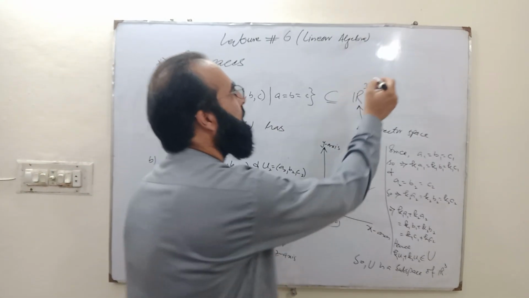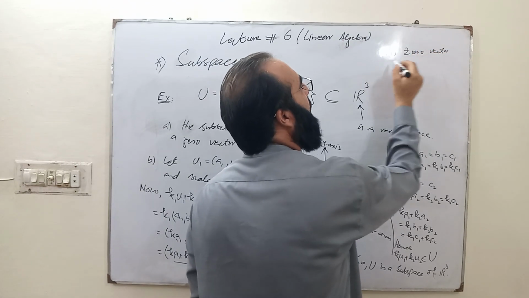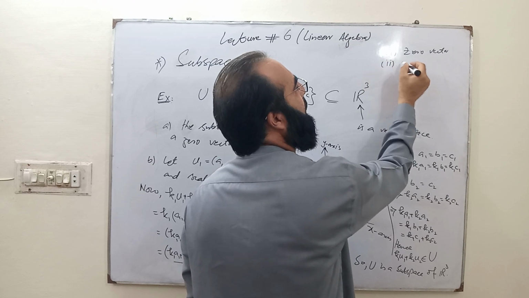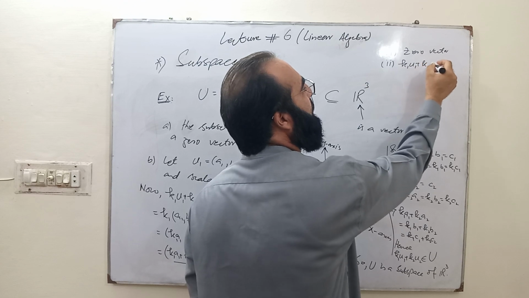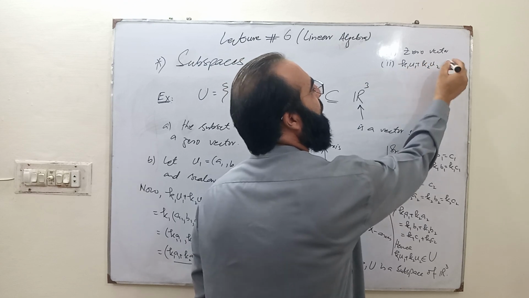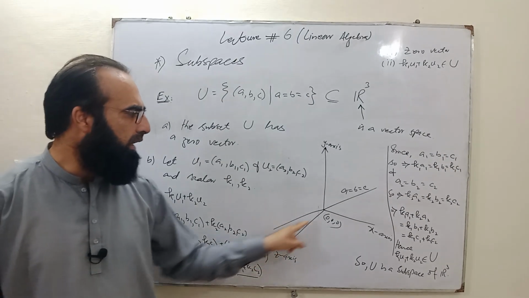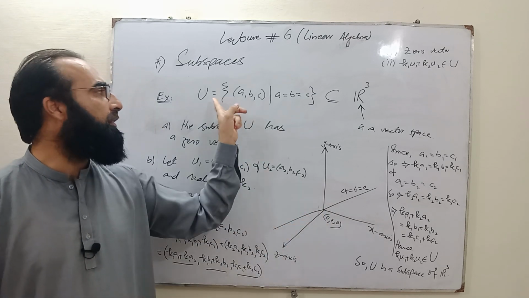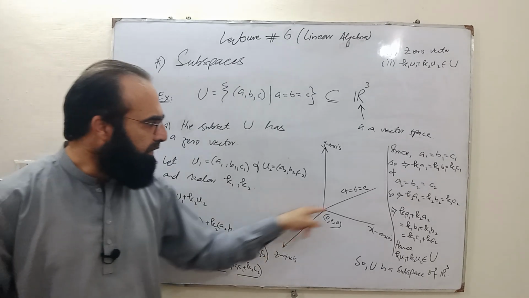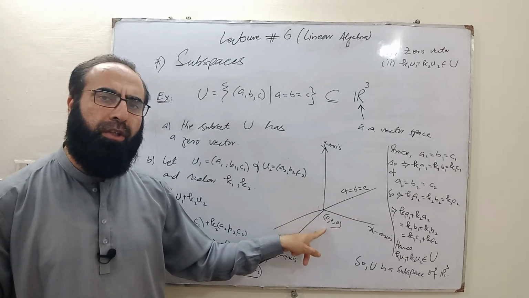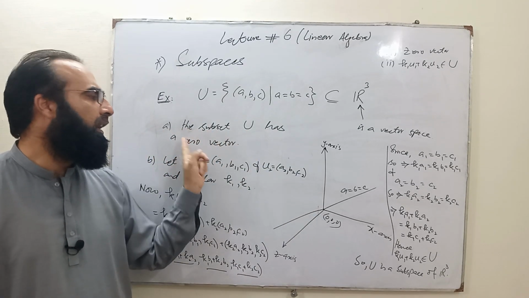The first one is zero vector, and the second one is some constant say k1 u1 plus some constant say k2 into u2, and this combination will belong to this subset U. Look at this straight line. This straight line is basically representing the subset U. And this straight line is passing through the origin. So clearly the subset U has a zero vector.